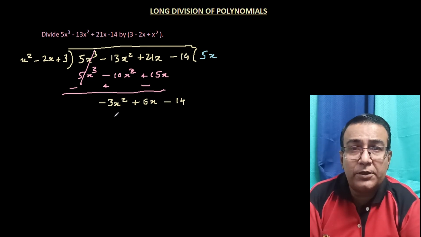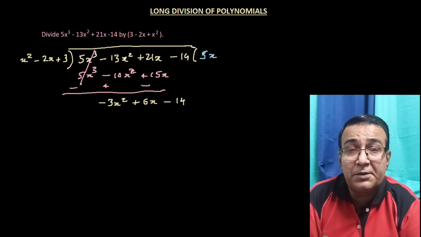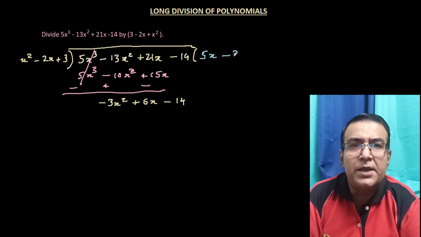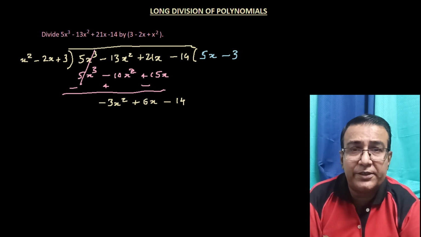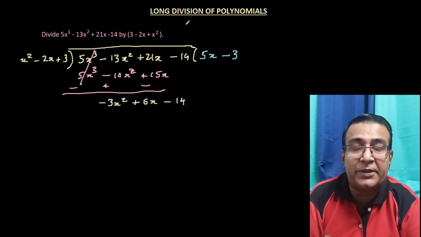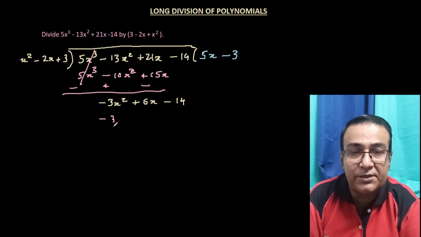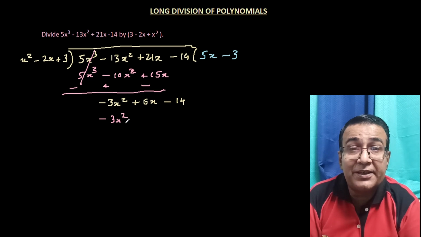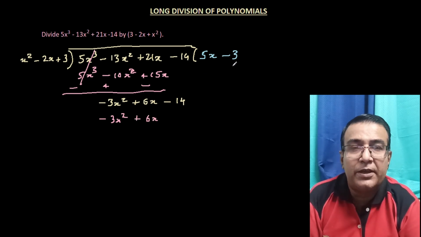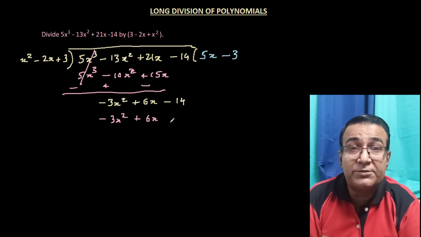So again we have got the new dividend. So minus 3x square again has to be divided by the first term of the divisor, which was x squared. So minus 3x squared divided by x squared gives us minus 3. Minus 3 will come in the quotient. This quotient has to be multiplied by the complete divisor. So minus 3 times x squared gives us minus 3x squared. We write that below the x squared term. Minus 3 times minus 2x gives us plus 6x. We write that below the x term. And minus 3 times 3 gives us minus 9.